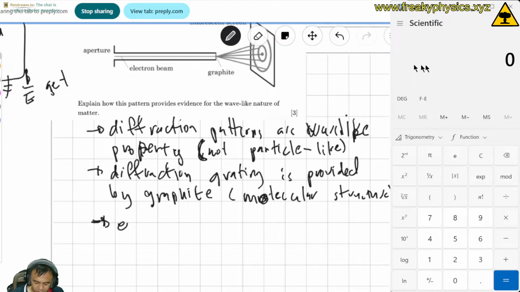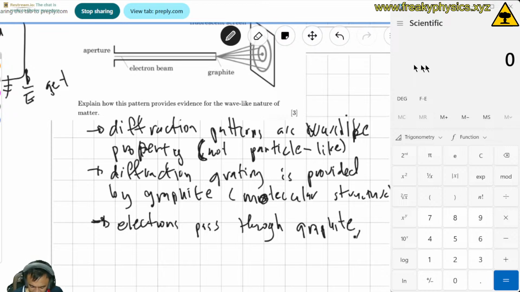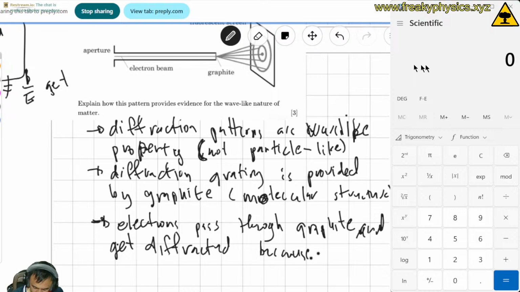So electrons pass through graphite and get diffracted, because the wavelength of the electron is comparable to the size of the graphite molecules, or the size of the graphite structures. Comparable to graphite structure size.